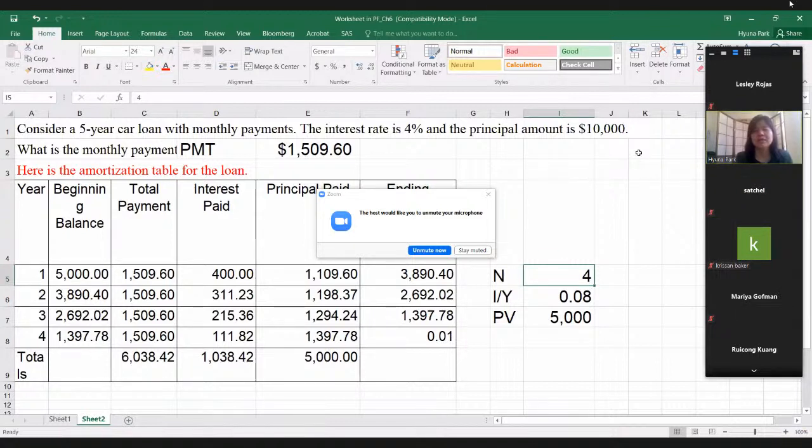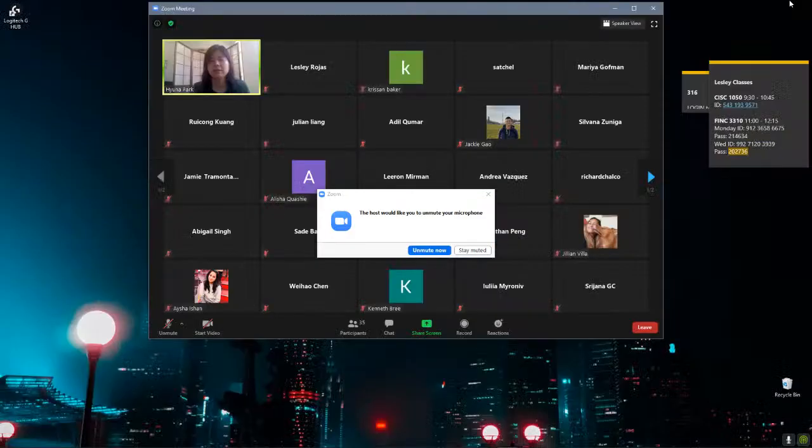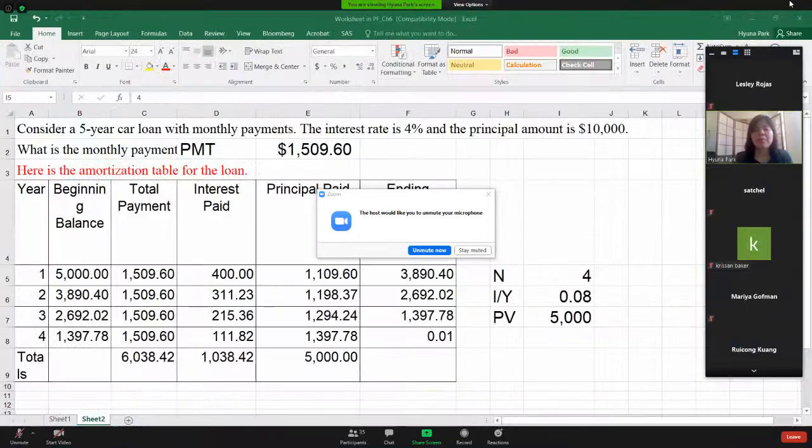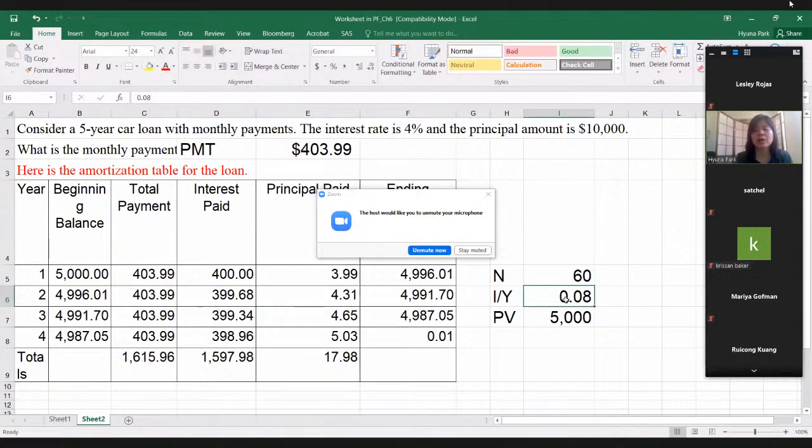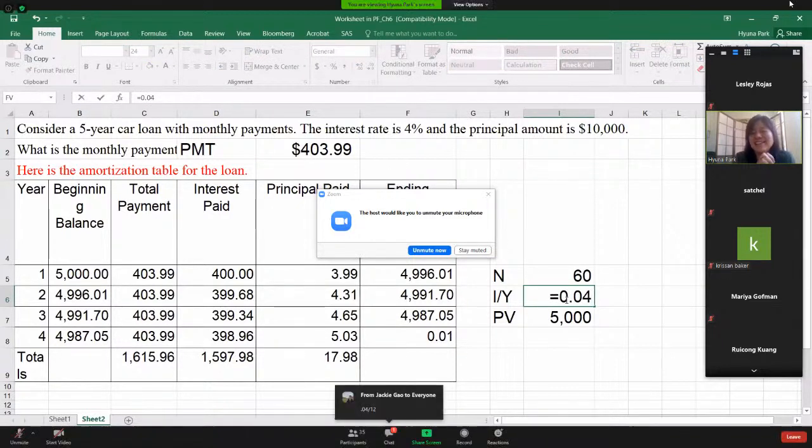So this is a mortgage, to make sure. So let me share again. This is a monthly payment, 5-year car loan. So I should write 60 months in 5 years. What rate should I write there? Oh, the rate should be no longer 8%. It should be 4%. And is it the end?